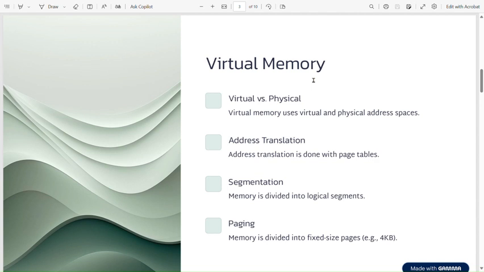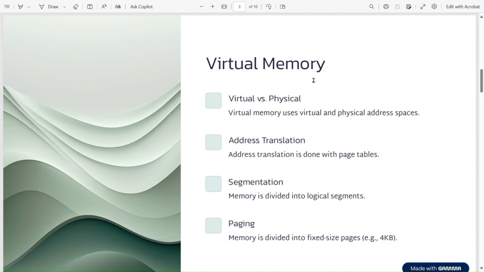Then the next topic is virtual memory. Virtual memory allows a computer to use disk space as an extension of RAM, enabling the execution of large programs by giving an illusion of more memory than physically available. Then virtual versus physical memory. The virtual memory is the logical memory seen by the programs, larger than actual RAM. The physical memory is the actual RAM installed in the system.